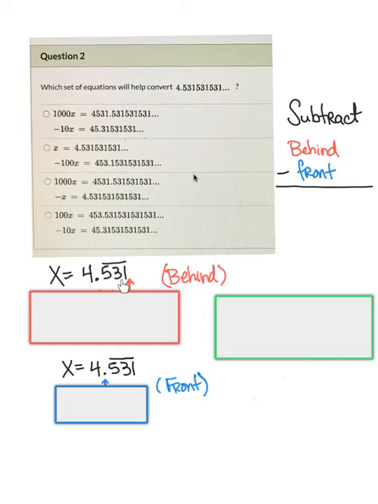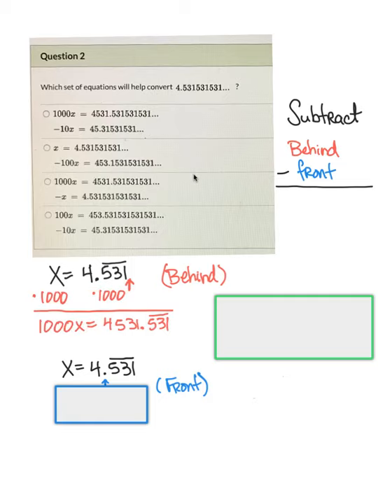So there's 1, 2, 3. We're going to multiply this whole equation by 1,000, and we end up getting 1,000x equals 4,531.531 repeated. Next, we want to find where it is in front. Notice how the decimal right now is already in front of what is being repeated. So our second equation is x equals 4.531 repeated.